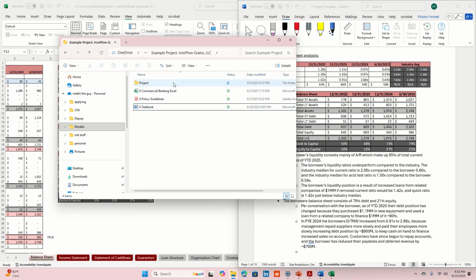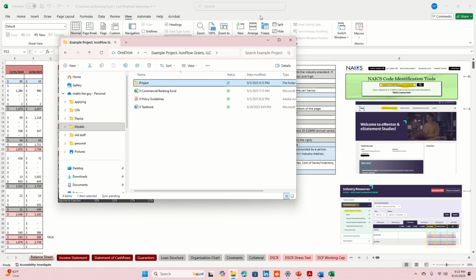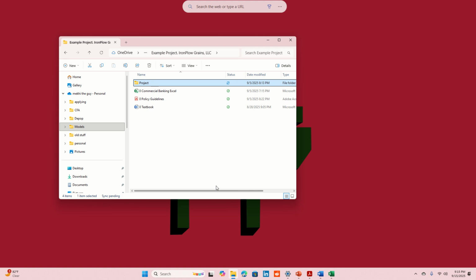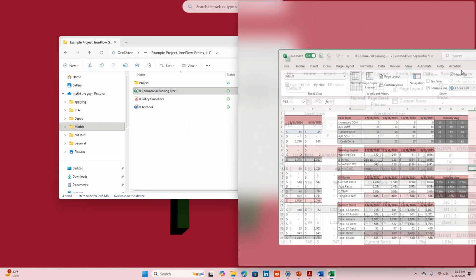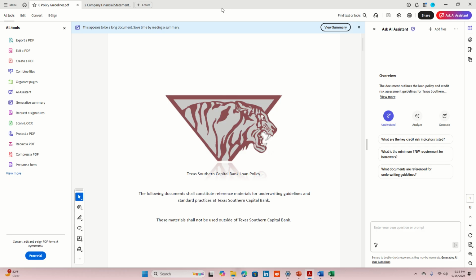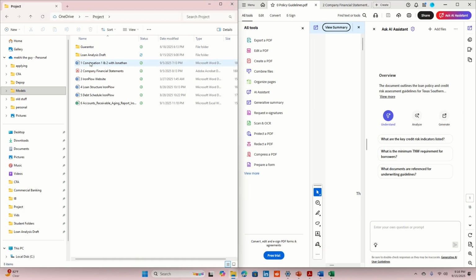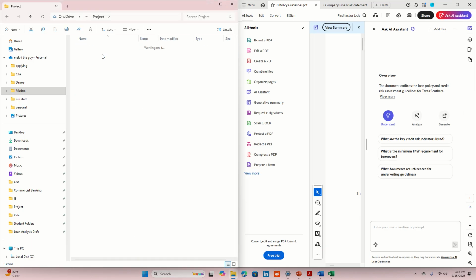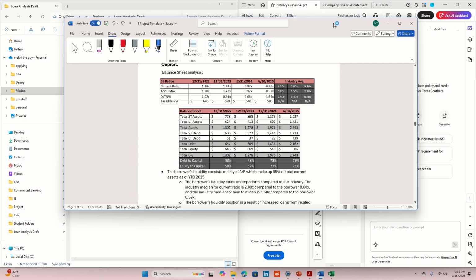Okay, so go through all three and try and wrap your head around it. So anyways, let's go ahead and get started with what we're going to be doing today. I have my folder open. You're going to need to open Commercial Banking Excel, right? You're going to need to open Policy Guidelines. You're going to need to open Loan Analysis Draft, our project.